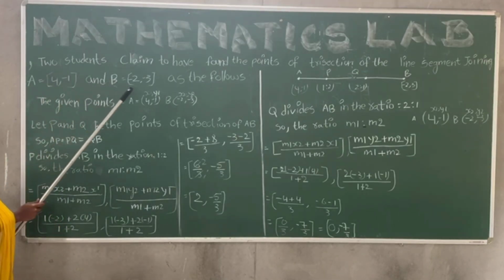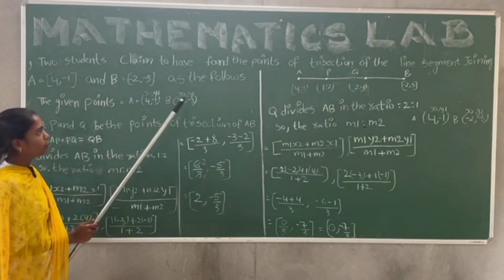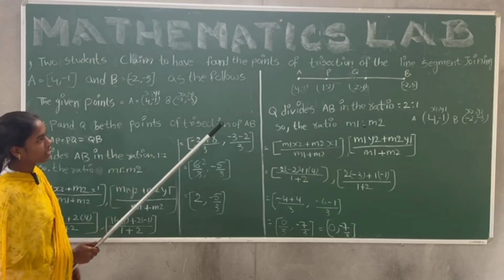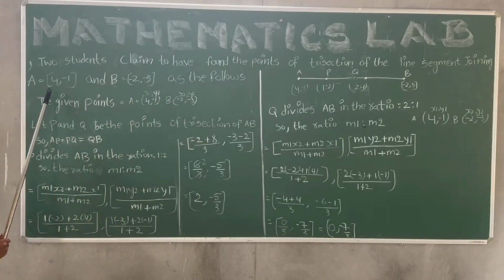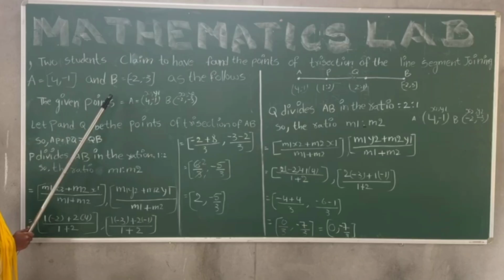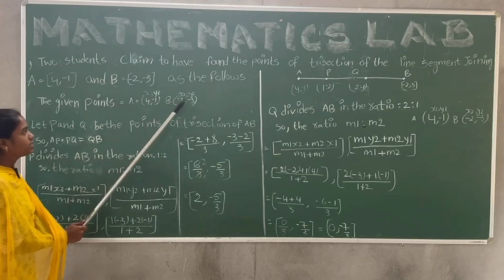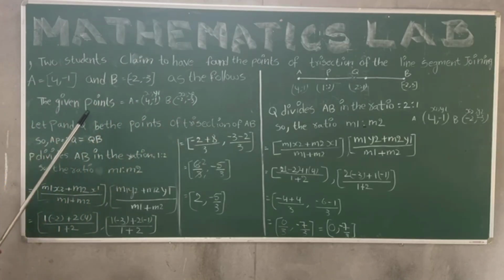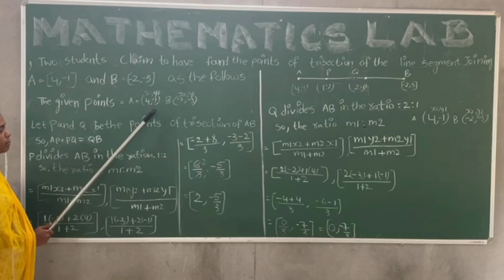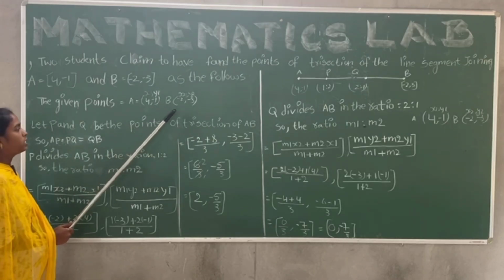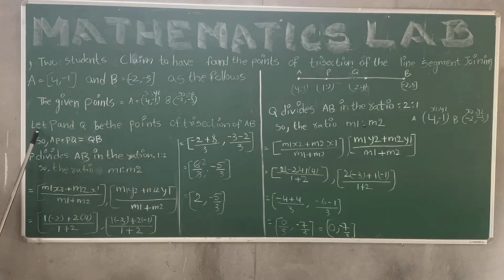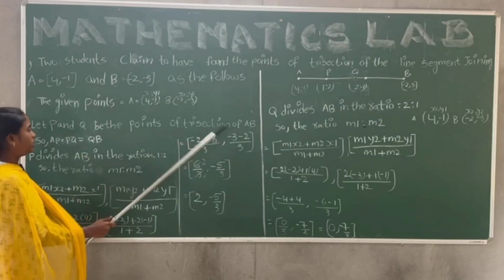Two students climbed to high found the points of trisection of the line segment joining A is equal to 4 comma minus 1 and B is equal to 2 comma minus 3 has the follows. The given points A is equal to 4 comma minus 1, B is equal to minus 2 comma minus 3. Let P and Q be the points of trisection of AB.